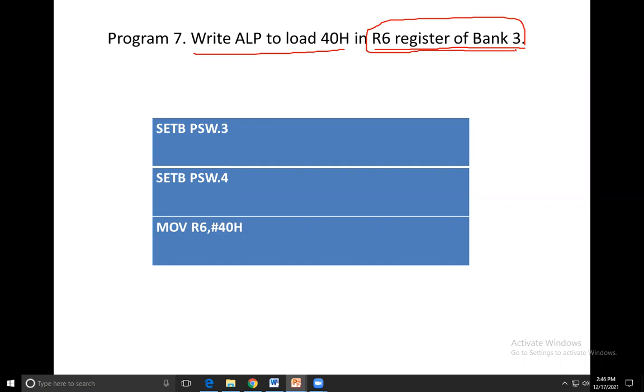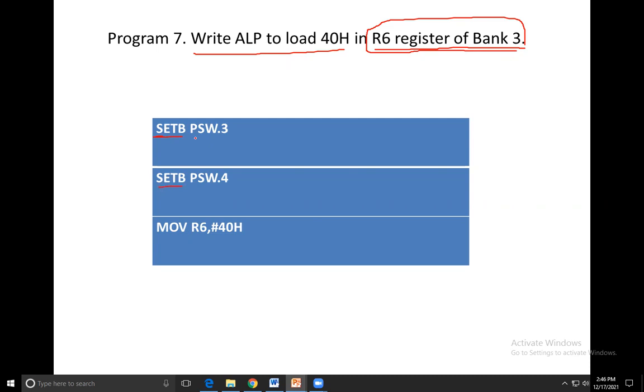But here they purposely say that you have to load the 40H value into the register R6 of bank 3. So you have to select bank 3. So here, how to select bank 3? Here again, bit manipulation programs are there. Set bit is bit manipulation.